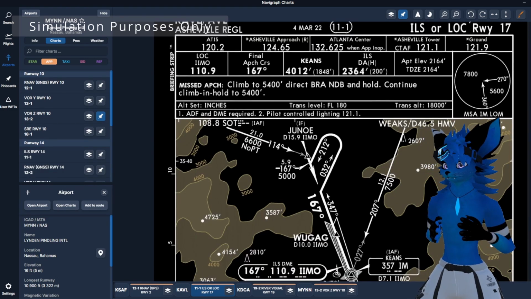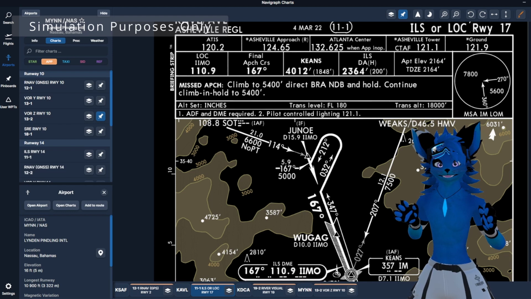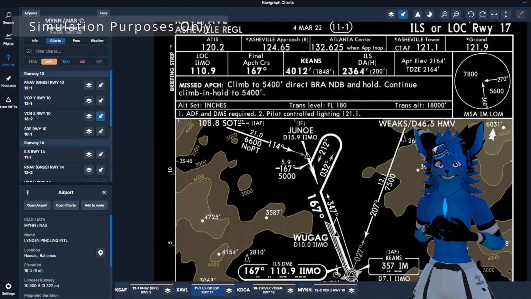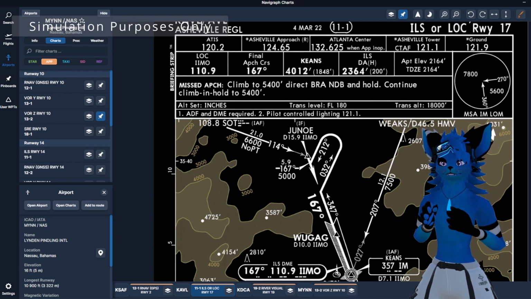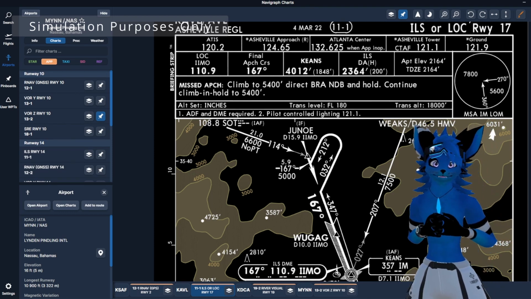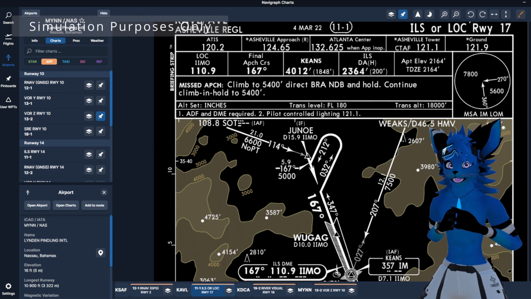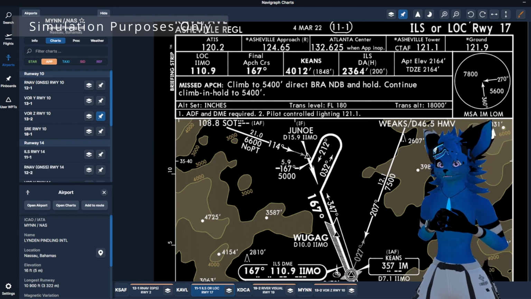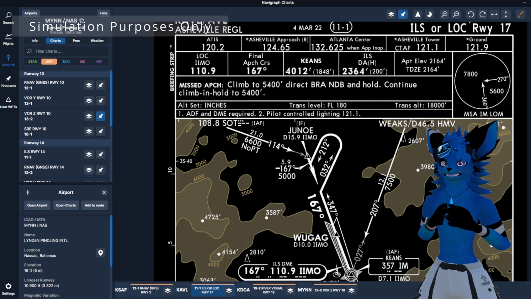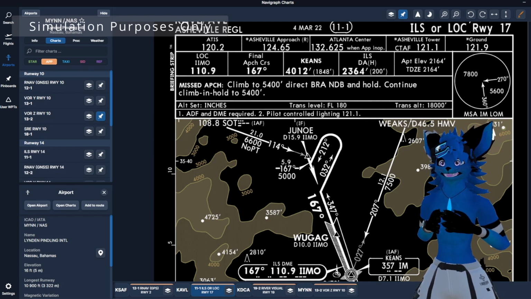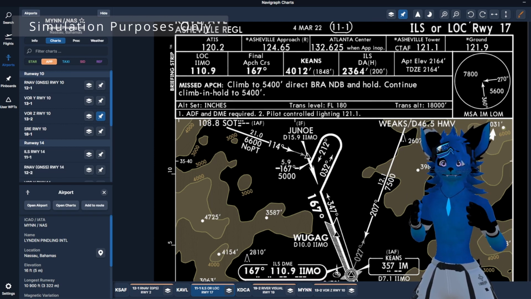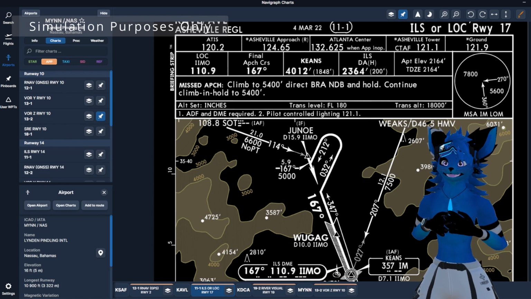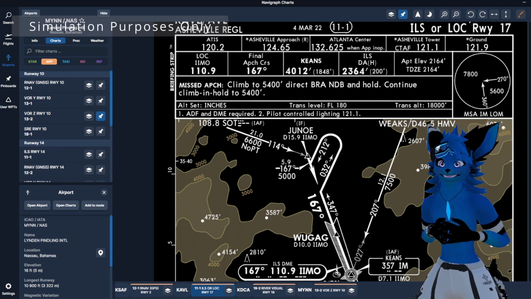Next, we have our missed approach. That's going to be the route we're expected to fly in the event we get to our decision altitude and we don't see the runway environment, or if for any reason we don't think we're going to be able to safely land the airplane. Our missed approach is a climb to 5,400 feet, direct to the Broad River NDB and hold, continue the climb in the hold to 5,400 feet. What that means is that if we get to the Broad River NDB and we are not yet at 5,400 feet, we can continue our climb in the hold to 5,400 feet. We don't need to race the airplane up to 5,400 feet the minute we decide to execute the missed approach.